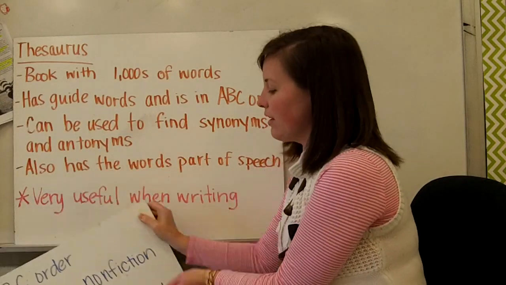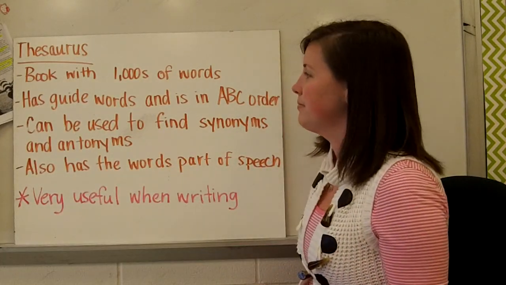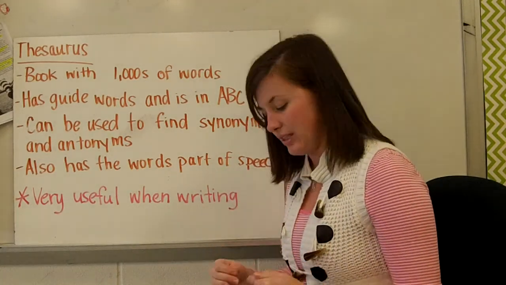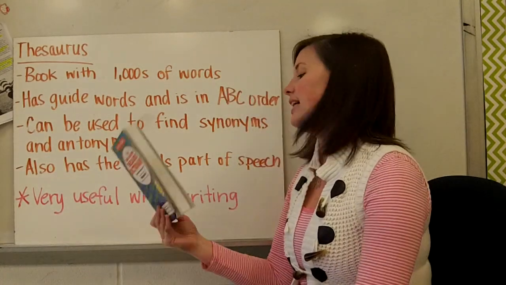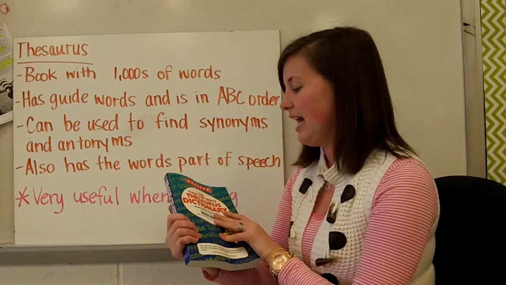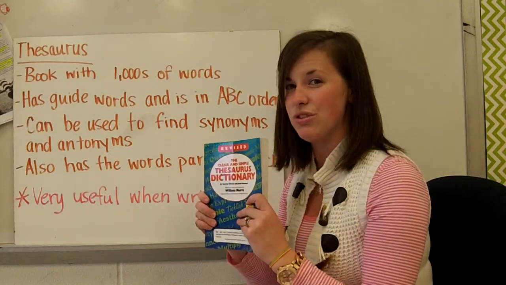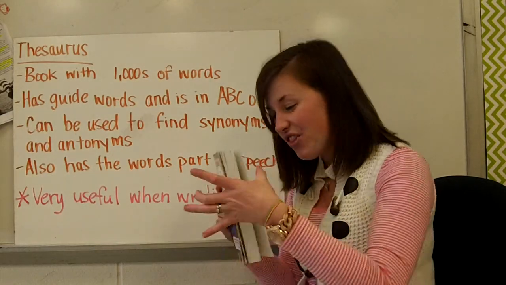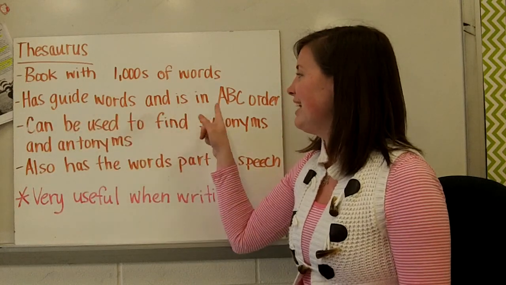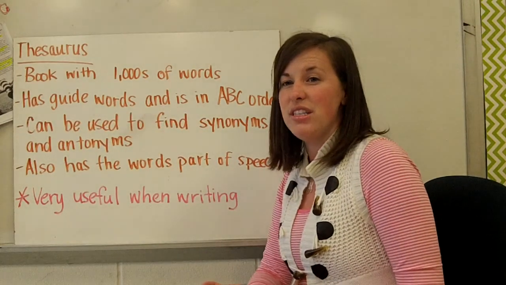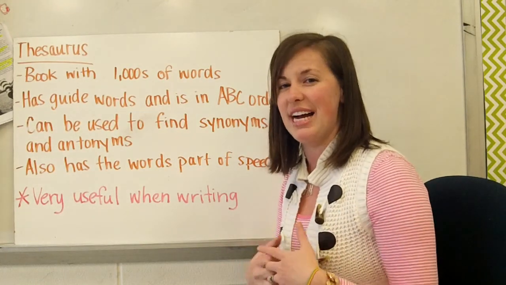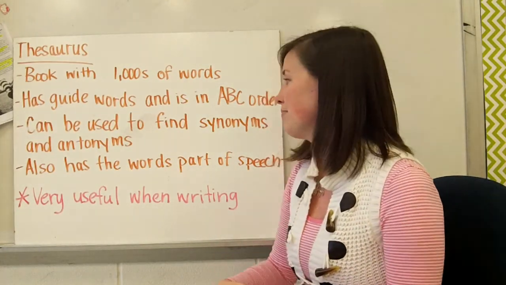The last one that we're going to talk about today is a thesaurus. A thesaurus is a book with thousands of words, very similar to a dictionary. As you can see, a thesaurus has tons of words in it, just judging by how thick this one is. And this is more or less a children's version of it. So just imagine how thick the adult version is. It also has guide words and is in ABC order. And as you'll notice, most reference sources are in ABC order just because it keeps it more organized and easier for you to find your topics.